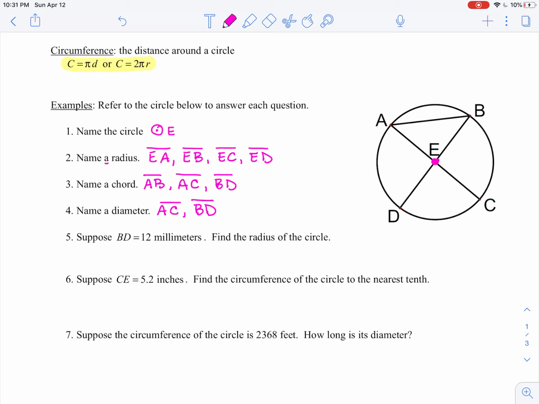Question number 5 says, suppose that line segment BD is 12 millimeters. So that was the diameter of the circle. Find the radius. Radius is always half of the diameter. So if I take the diameter, cut it by 2, the radius will be 6 millimeters.